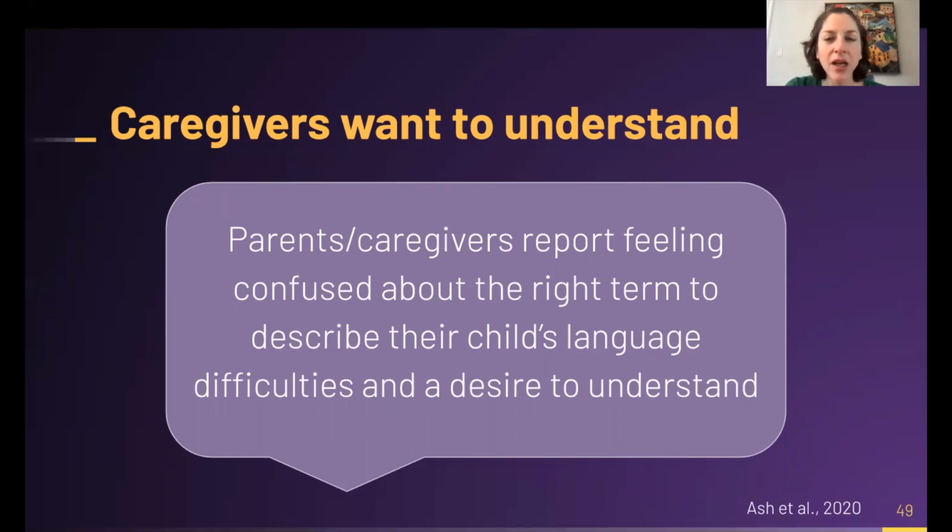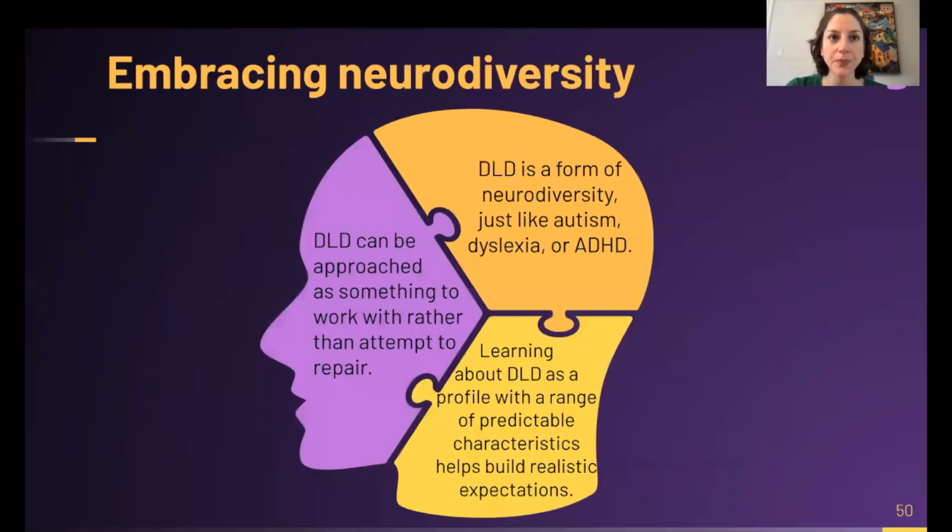Or are they just stubborn? Learning about DLD can help parents connect the dots. Forming an understanding of a child's difficulties helps parents shift from a deficit model of thinking to a neurodiversity model. Autism and dyslexia are great examples of situations in which a neurodevelopmental disability has been embraced as a part of who people are. Individuals come to see the condition as a part of themselves, a way of being, and learn to work with it rather than trying to fix it. We want children with DLD and their families to have the opportunity to do this.